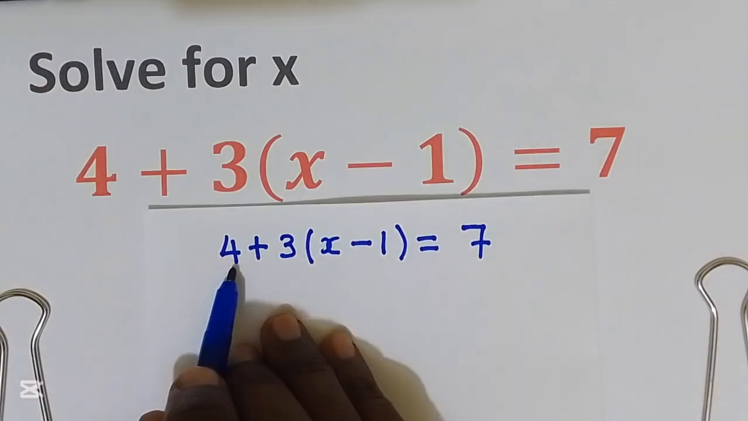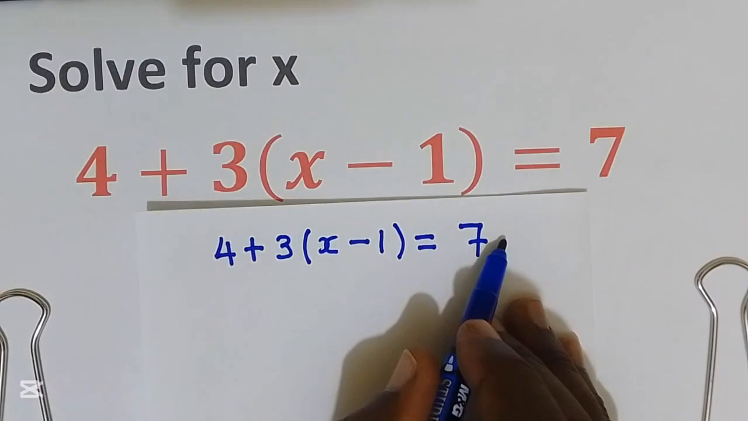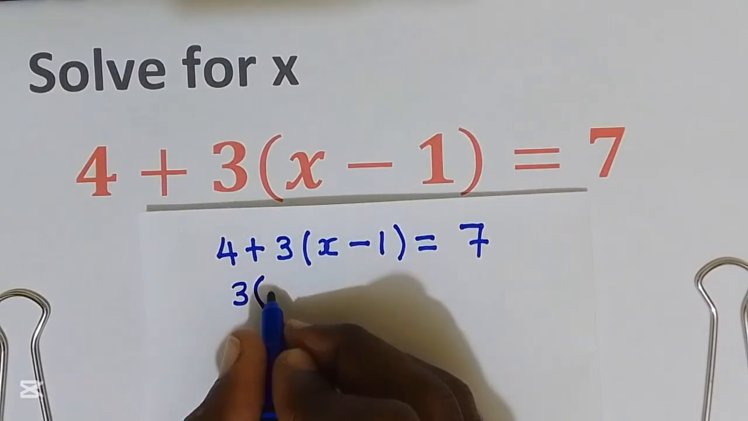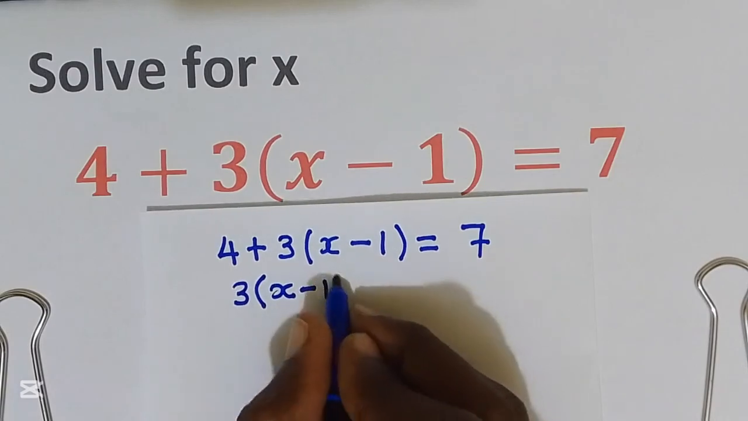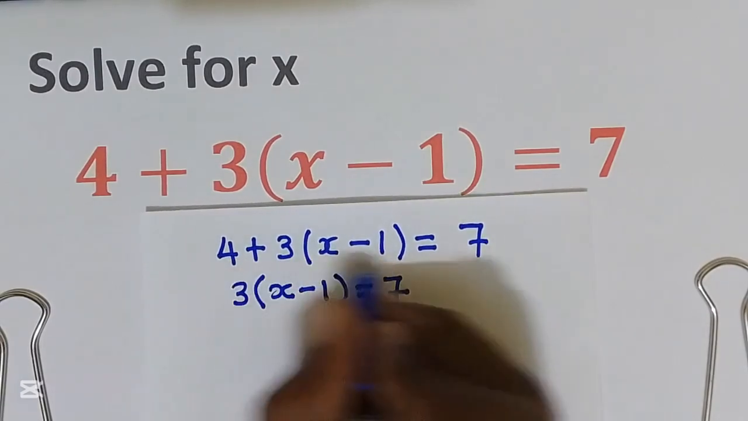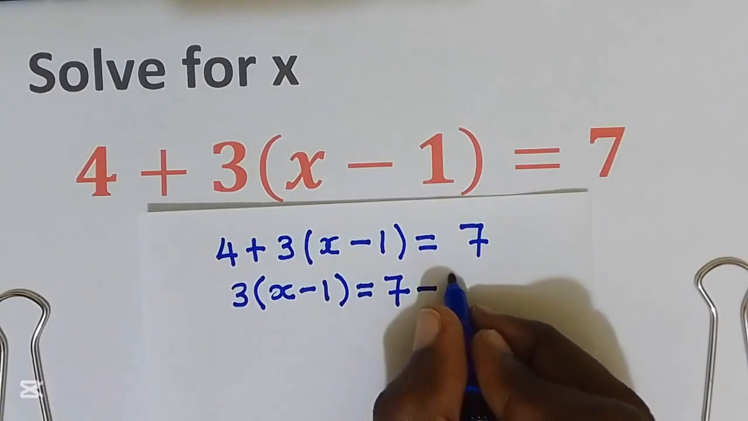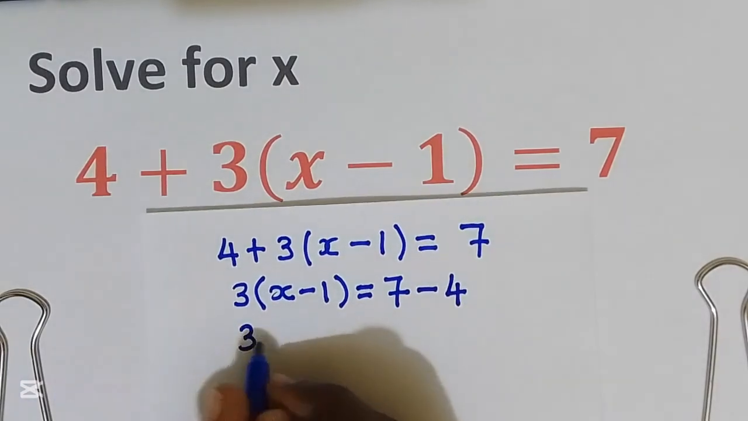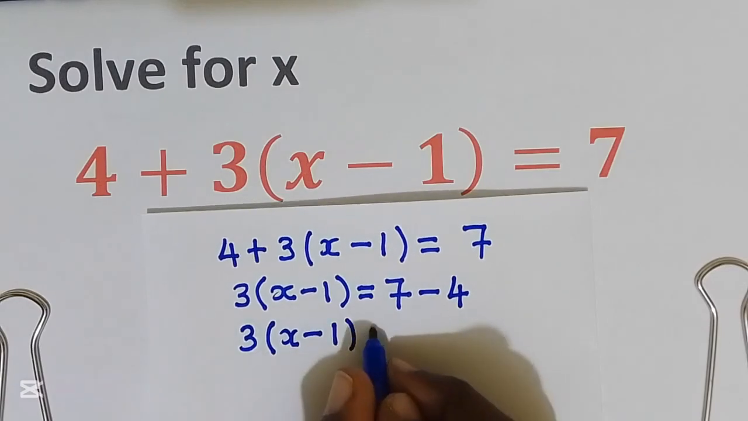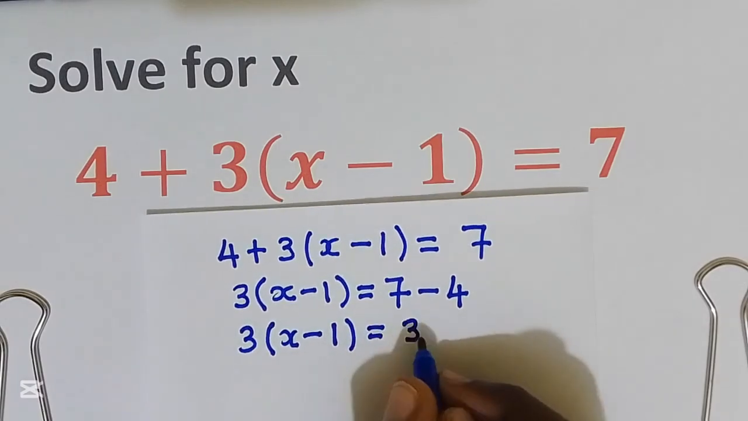First, let us bring 4 to the right hand side. It's going to be subtracted here. That is going to be 3 in the bracket x minus 1, this is equal to 7. When 4 goes to the right hand side, it's going to be subtracted by 4. 3 in the bracket x minus 1 is equal to 3.